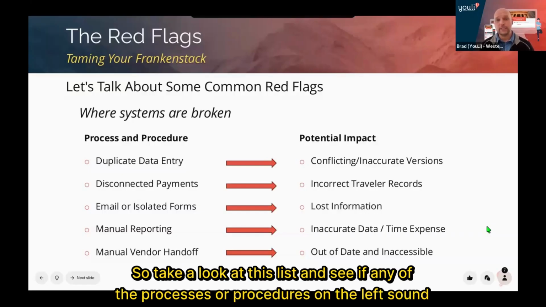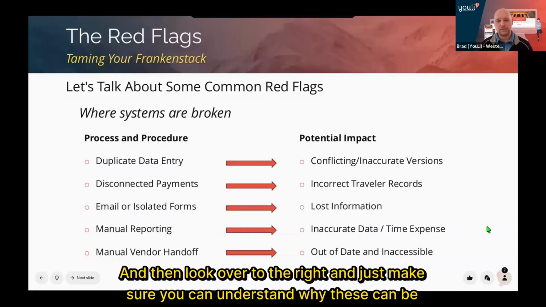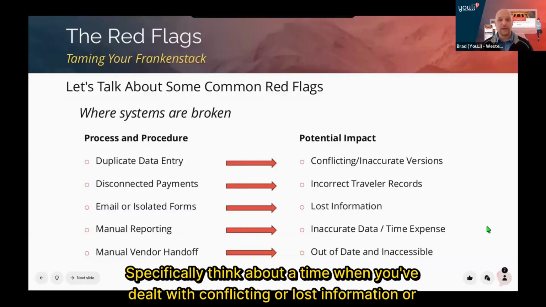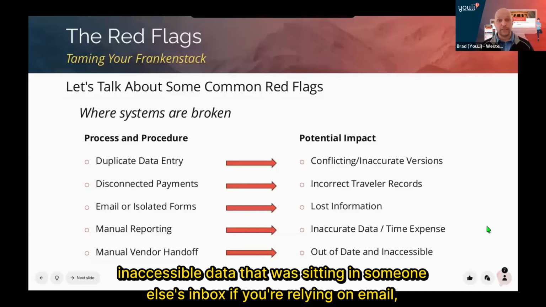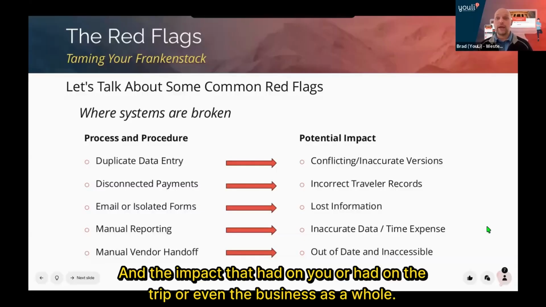So take a look at this list and see if any of the processes or procedures on the left sound familiar to you. And then look over to the right and make sure you can understand why these can be problematic. Specifically, think about a time when you've dealt with conflicting or lost information or inaccessible data that was sitting in someone else's inbox, if you're relying on email, right? And the impact that had on you, or on the trip, or even the business as a whole.